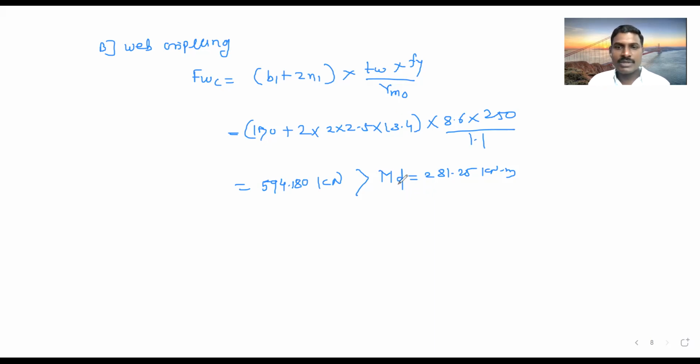Total force. This is not greater than MD. This should be greater than WD. This should be greater than WD. So WD, how much? WD is, I think, due to shear force. How much WD due to shear force?